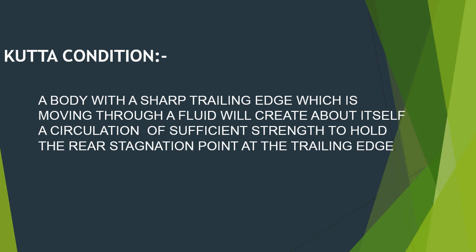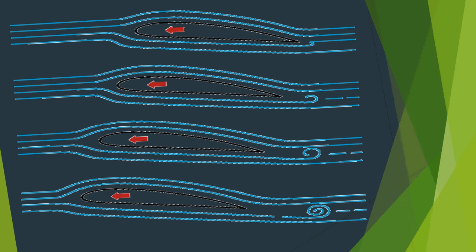Now Kutta condition. What is Kutta condition? A body with a sharp trailing edge which is moving through a fluid will create about itself a circulation of sufficient strength to hold the rear stagnation point at the trailing edge. See, this is a diagram which can explain Kutta condition.